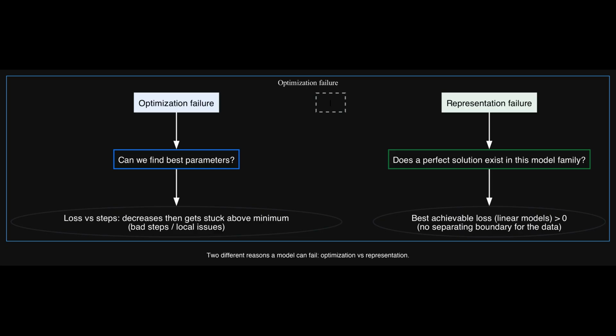Notice what we are not saying. We are not saying training is hard. We are saying the best possible linear model is still wrong. Even if you had infinite data sampled from this pattern, the model class itself cannot represent the rule. This is a representational limit, not an optimization failure.